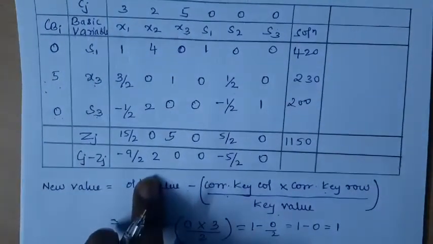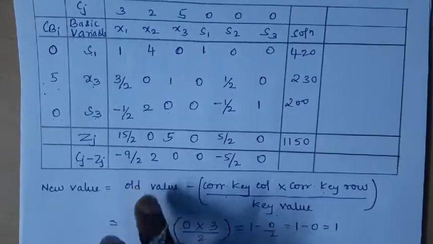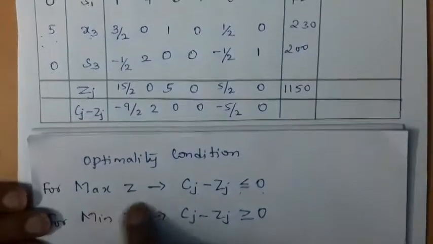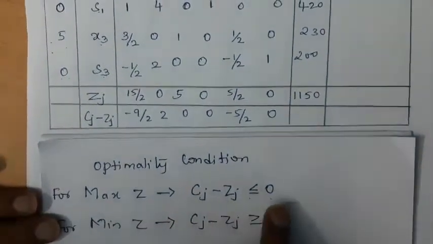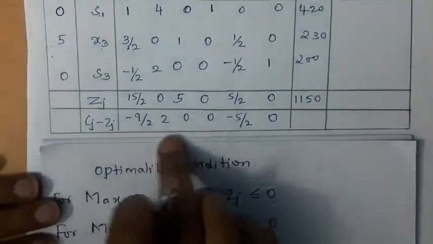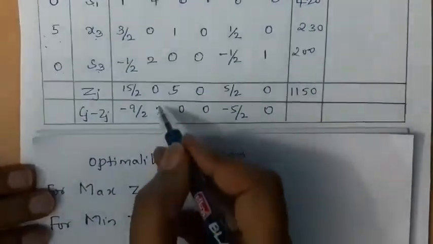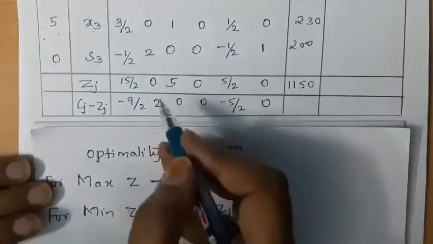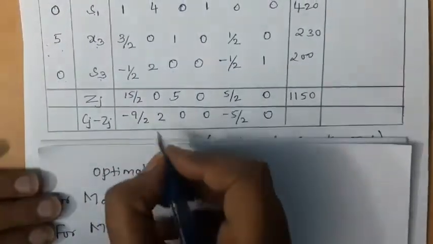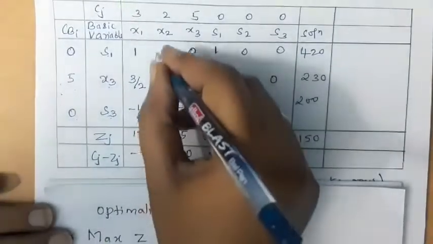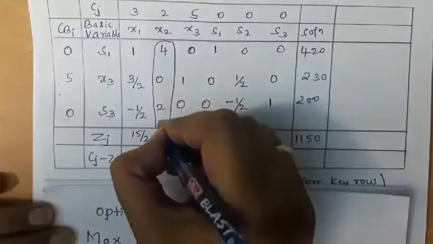Now we have to check whether we have reached the optimality condition. So our maximization problem optimality condition is this. That means Cj minus Zj should be less than or equal to 0. Now check whether all the values are less than or equal to 0. Still we have one positive value that is greater than 0, that is 2. So we need to proceed again. That means we didn't reach our optimality condition. So this is the maximum value that is greater than 0. So select this column as key column. So this column is key column.